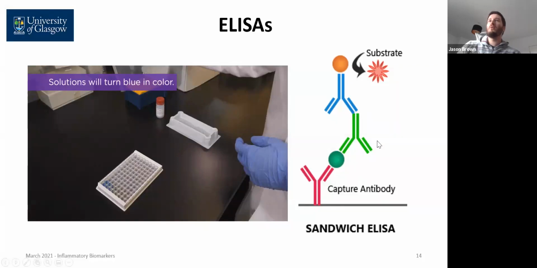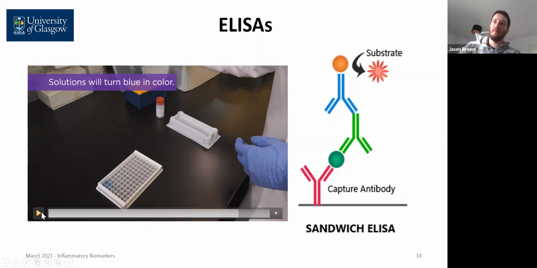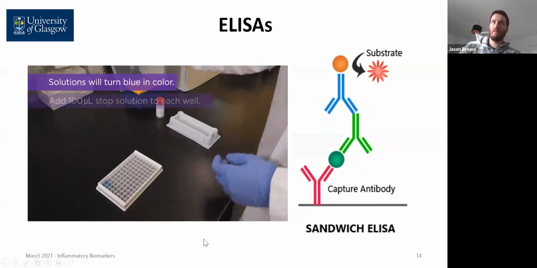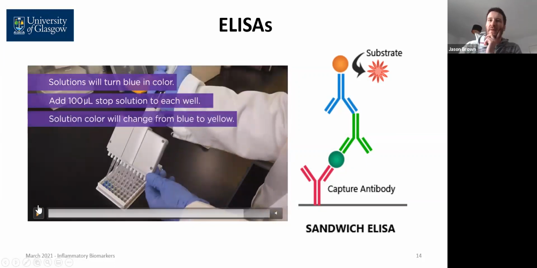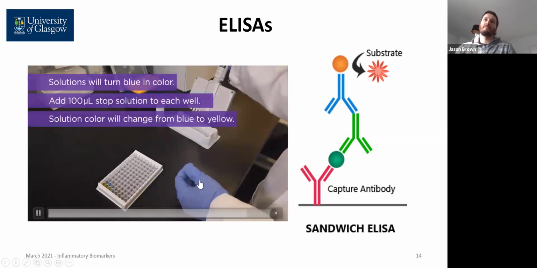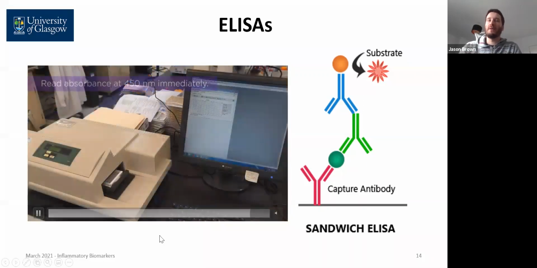In the presence of the protein, what will happen is you get the color change of a colorless solution turning into a blue color. And then once you've left that to incubate for anywhere from between 15 and 30 minutes, depending on the kit, you need to be able to stop the reaction. To do this, they use the stop solution. As I've said, this is generally just a weak acid. And as you can see here, the blue color is turning into a yellow color. You then read the absorbance at 450 nanometers immediately.